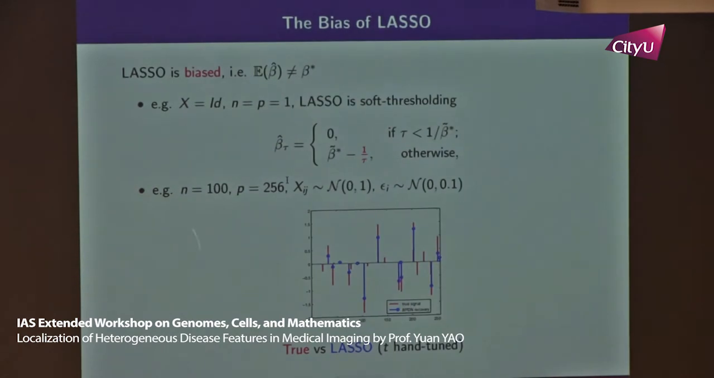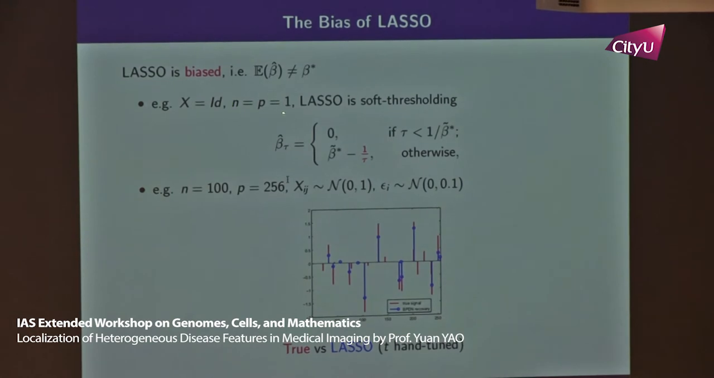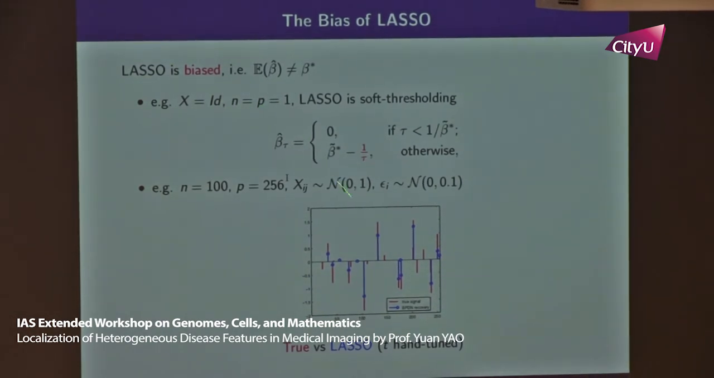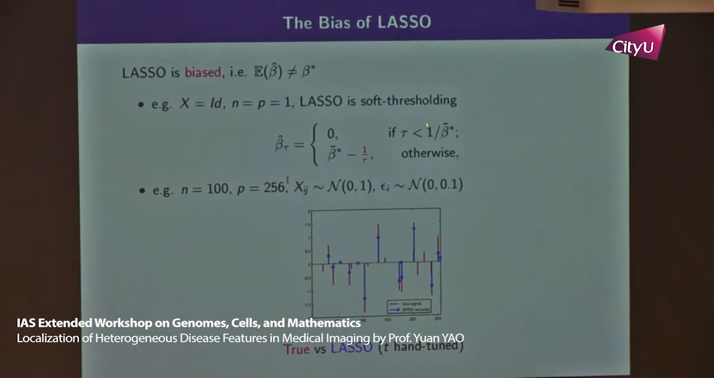What happens is the lasso estimator is always biased. Take a very simple example: take identity as the design matrix X, with one-dimensional n and one-dimensional p, one measurement and one input. Then you get a lasso estimator, and you can solve this equation. The estimator for any tau can be written in this form. If tau is smaller than the inverse of the oracle estimator, then the lasso estimator will be zero. If tau is larger, then the estimator is the oracle estimator minus 1 over tau. Tau will change from a small number to very big. So this gives you the lasso regularization path in closed form.